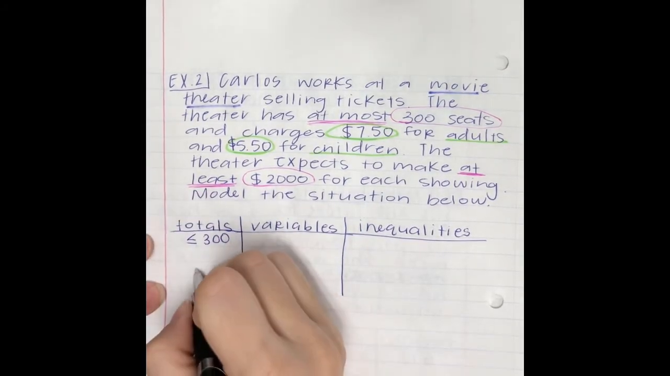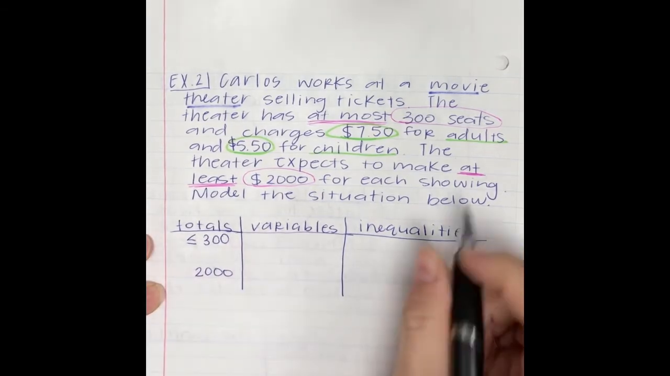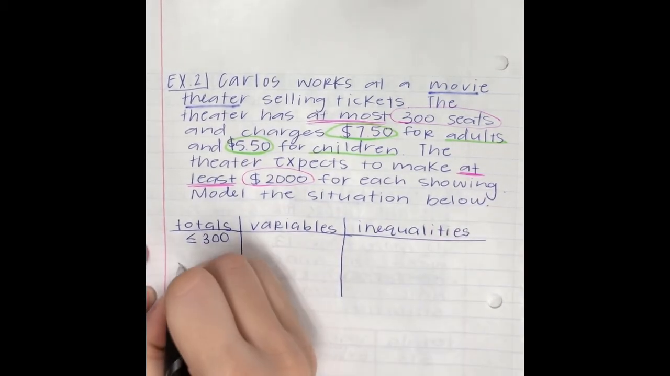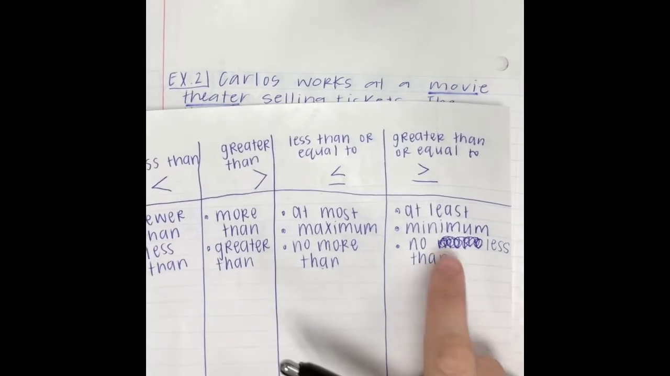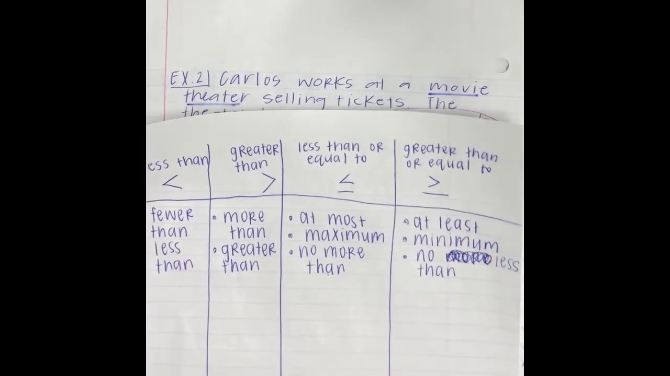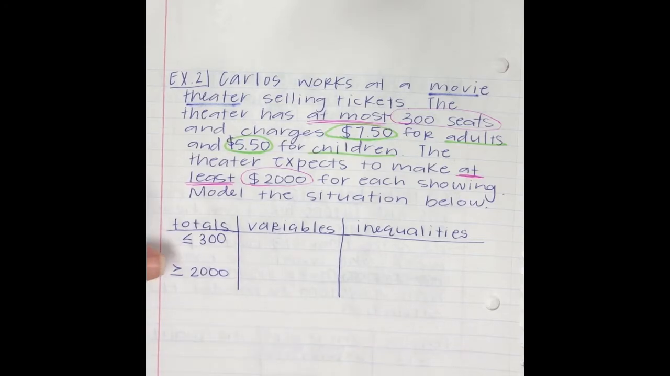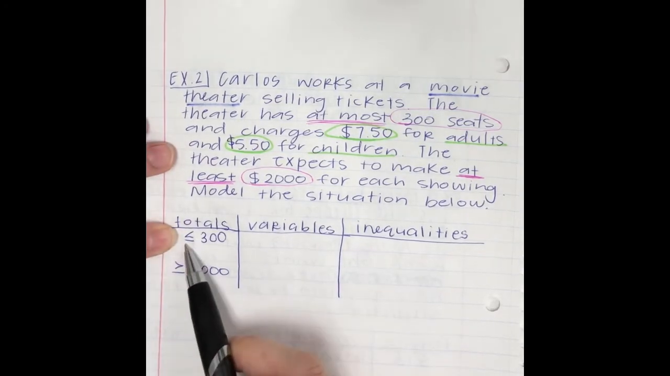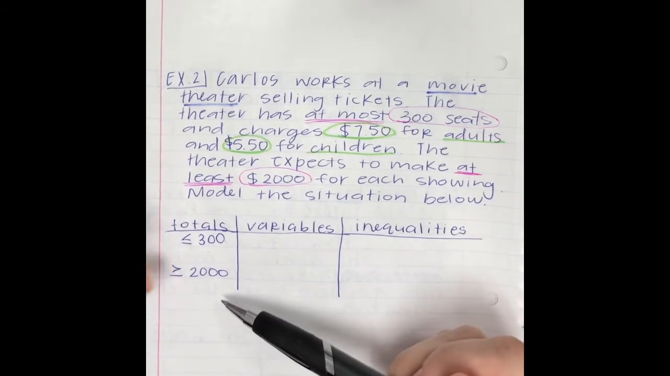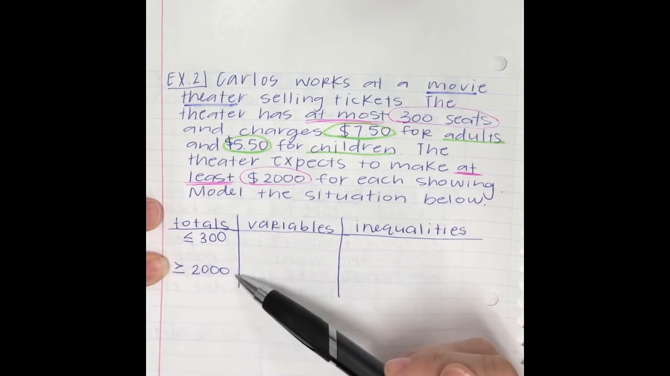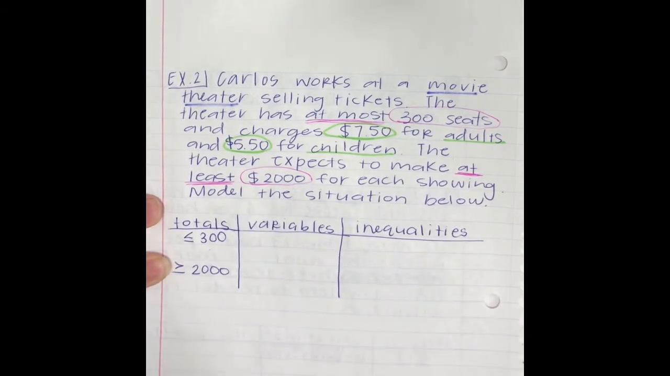Our other total is $2,000, and that's at least, meaning they want to make greater than or equal to $2,000, right? At least is greater than or equal to. So the amount of seats that they sell has to be less than or equal to 300. You can't sell more than 300 seats if you only have 300 seats, right? And then the amount that they make needs to be greater than or equal to $2,000, okay?